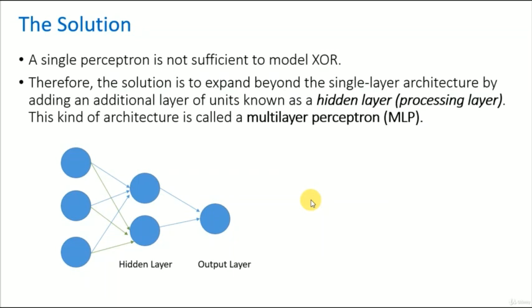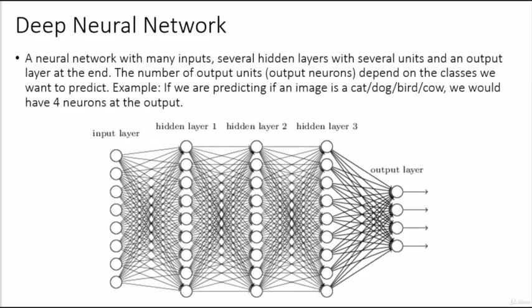Again, we use a multi-layer perceptron when we can't separate two classes by a straight line. Realize that most real-world applications are not linearly separable. So basically, an MLP is the basics of deep learning. So what are deep neural networks? You should guess by now. Basically, it's just a neural network with many inputs, several hidden layers with several units, and an output.